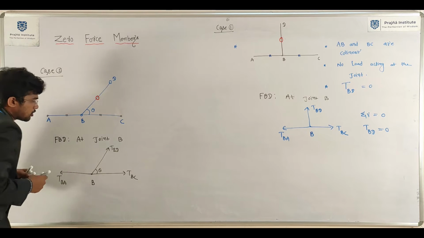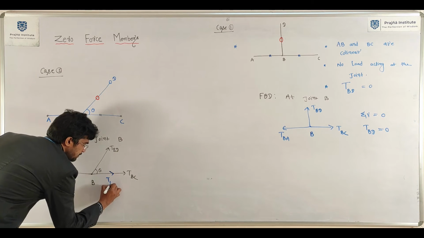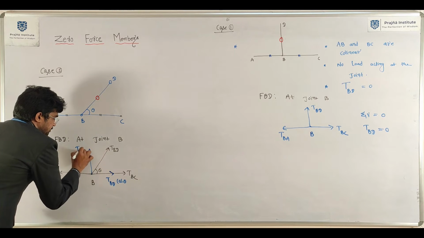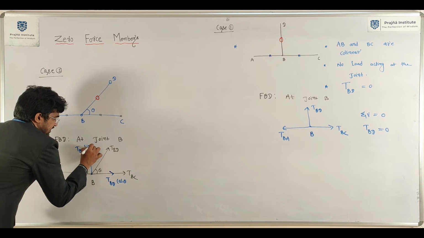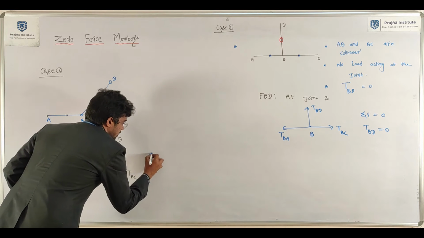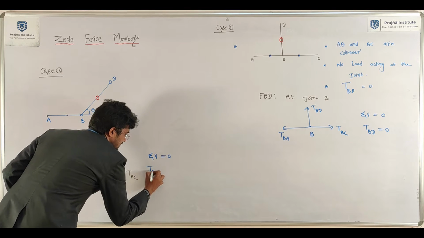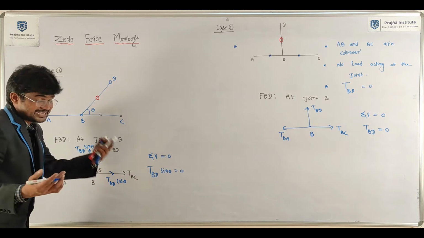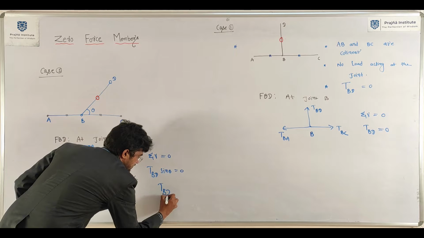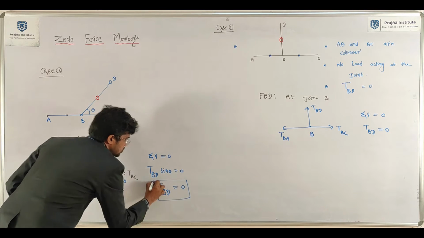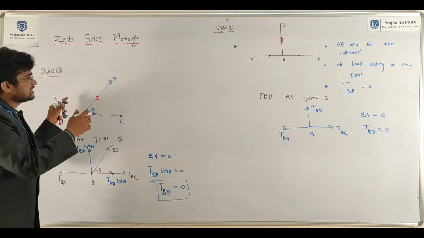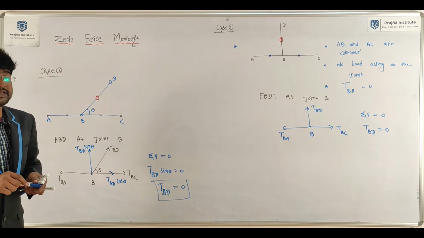Now resolve the components: TBD cos theta, TBD sin theta. Here sigma V equals 0. TBD sin theta equals 0. Sin theta is not equal to 0. That is why the force in BD must be 0. Okay, so even if it is inclined, the force in the non-collinear member must be 0.